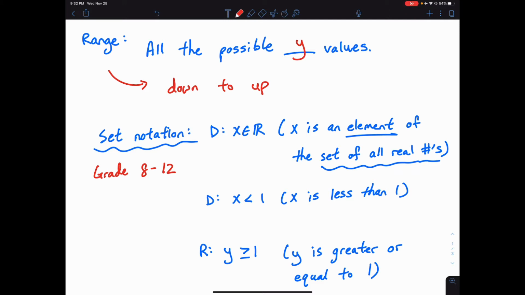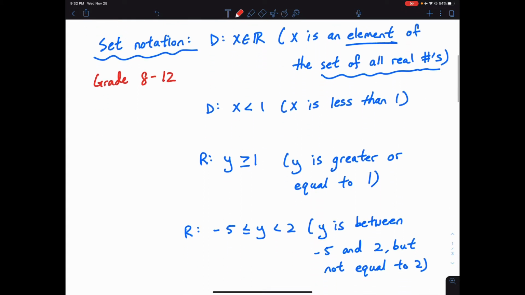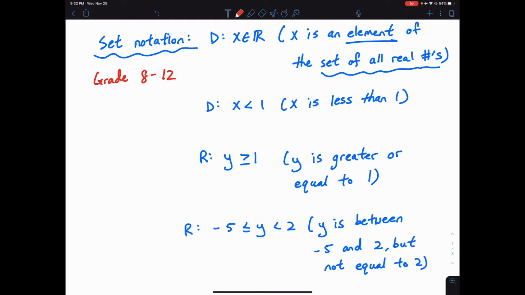You might also see ones where domain is given by x < 1. And you're probably used to seeing these as these are just your typical inequalities. So that means it can't be 1, but you start from 1 and you go to the left, but you cannot include 1. Domains can also be written like this.